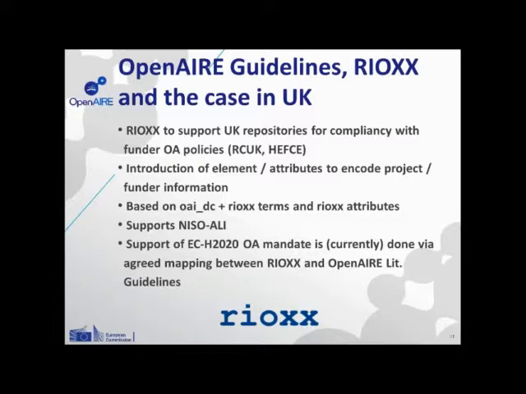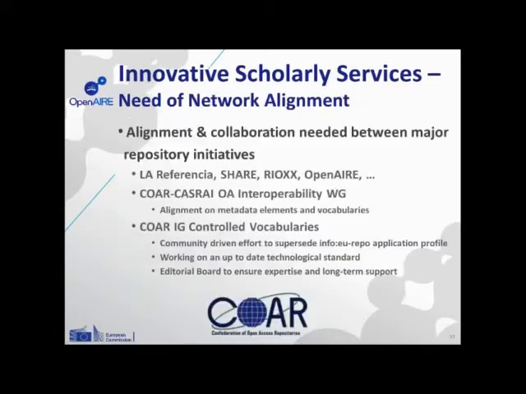However, in case of the Horizon 2020 open access mandate, it is important that we create and continue collaboration between UK repositories and OpenAIRE, and this is currently done via an agreed mapping between RIOXX and the OpenAIRE literature guidelines. However, it is important to note that with a future release of the guidelines, we should agree on a shared standard instead of a separation. So this leads me to the next topic about future directions and the next steps we have to do.